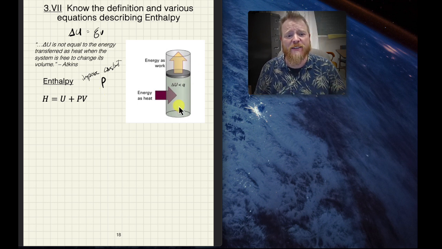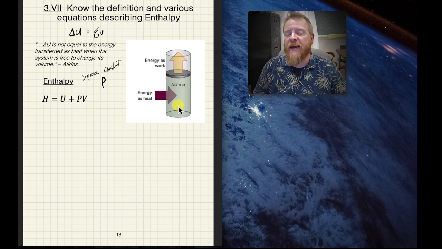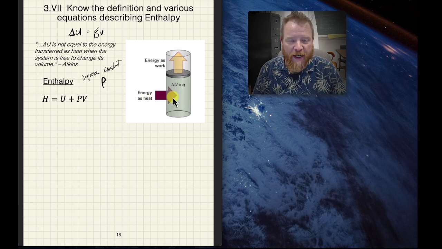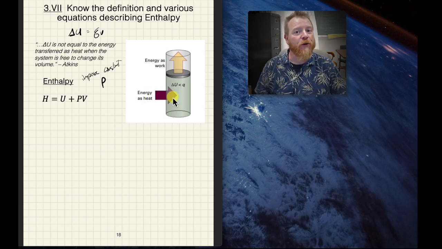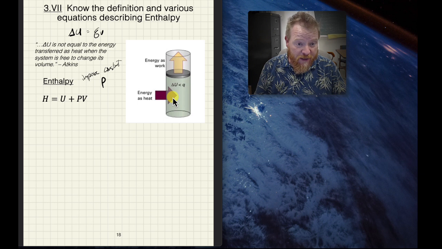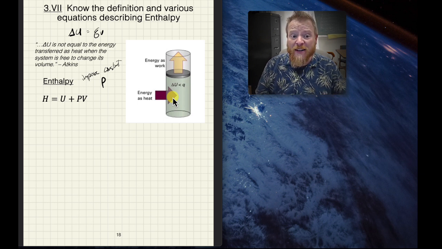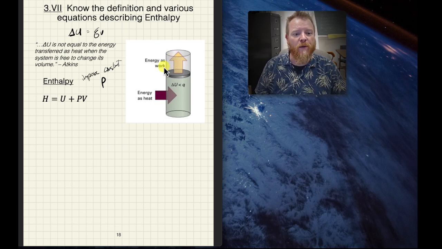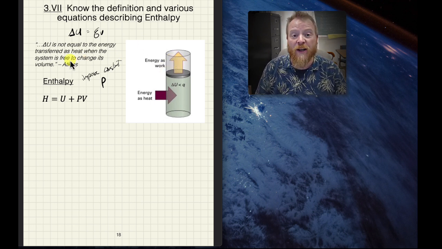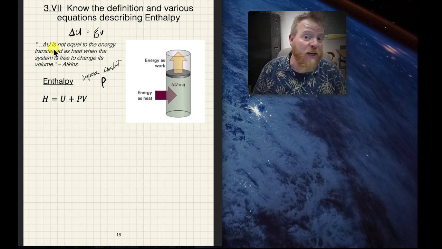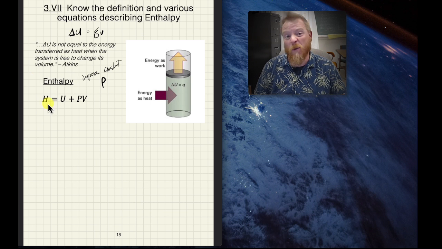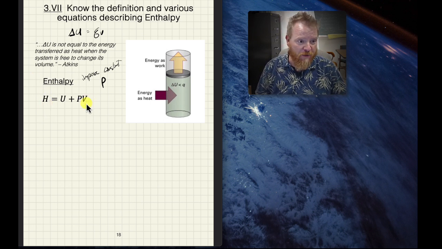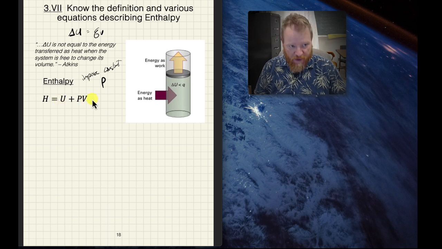Imagine this situation where we're heating up some material. We're pumping energy into it. Most materials will expand when they are heated, and as they expand, they're doing work against the surroundings. So now that we've allowed the volume to change, delta U is not equal to that energy transfer. It's actually what we refer to as the enthalpy. Here we have the hard definition of enthalpy: H is U plus PV.